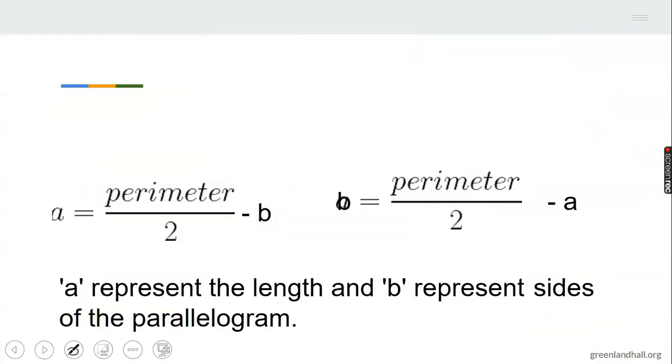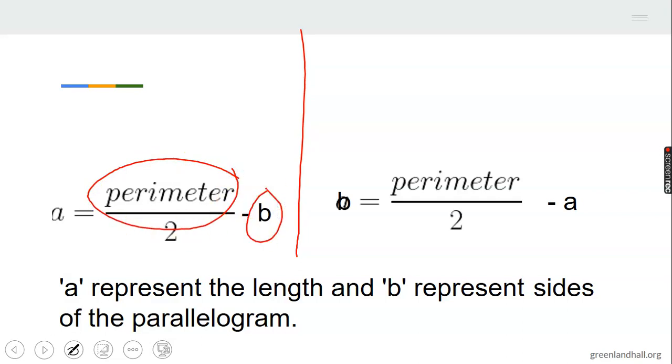Another thing is, you can also be asked to calculate from the perimeter when given one of the sides. Now, look, assuming you are given the perimeter and one side, you can calculate the other side.